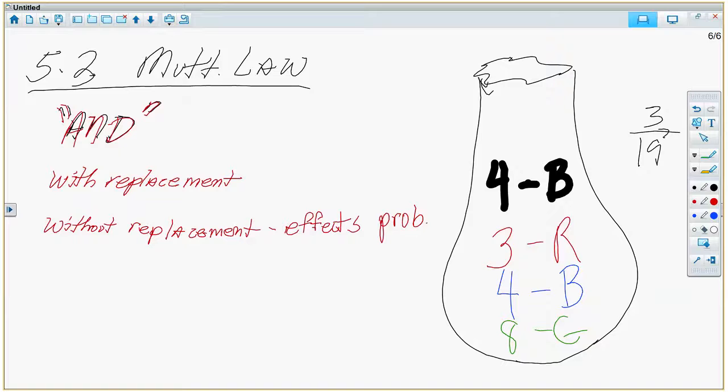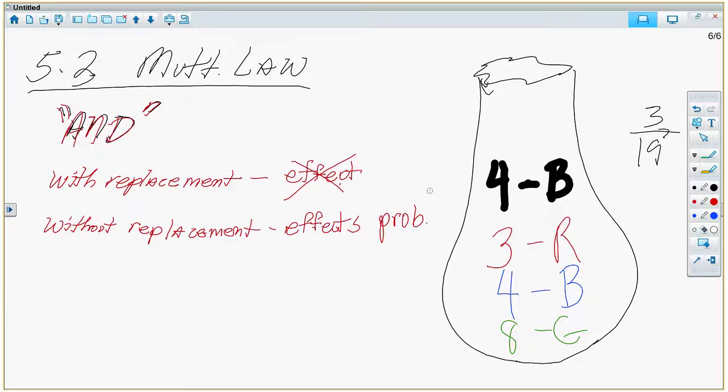Now, look in your book, and I think I can't remember which one it is. It's either dependent or independent that affects the probability. So somebody look in your book and find it, and we'll write it on there. Okay? With replacement does not affect. Okay?